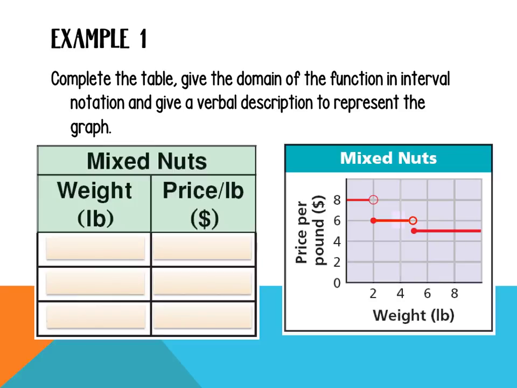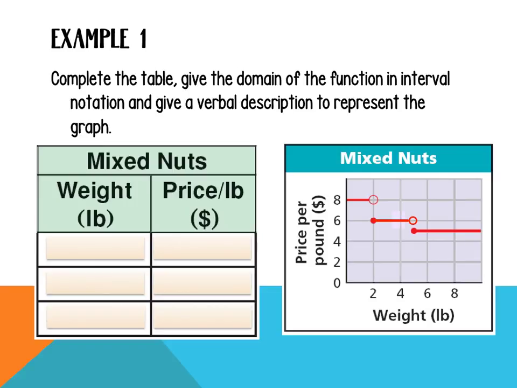You picked out the trail mix or the candy or whatever it is. You put it in the bag. You go to weigh it. Okay? If your weight is between 0 and 2 pounds, then the price is $8 a pound. If it's from 2 to 5, it's $6 a pound. And from 5 to positive infinity, it's $5 a pound. Okay, so the price varies depending on how much is in the bag.